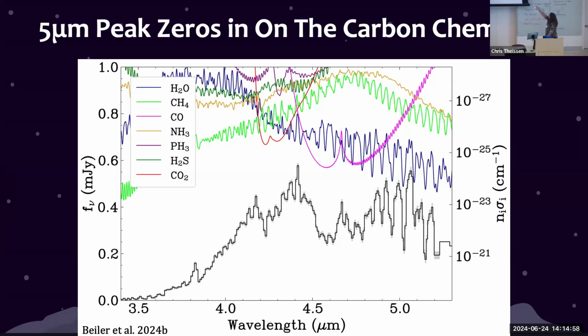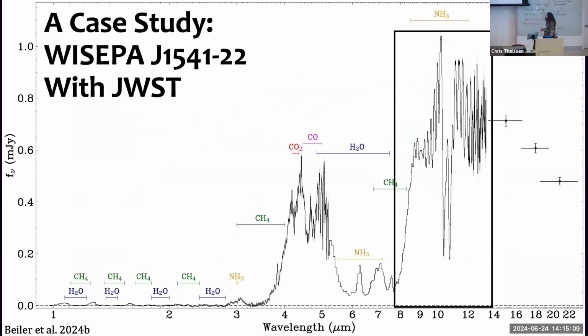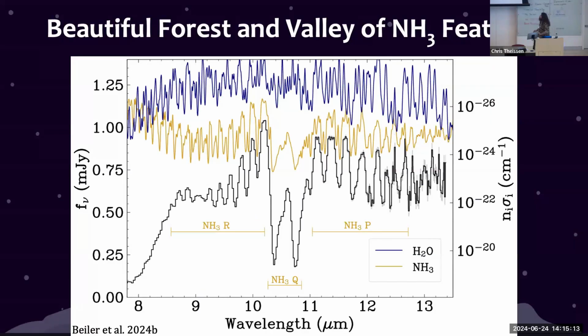And we also, as an added bonus, get water giving us the red edge of this peak. Flip the red and blue for the methane and water. So we have this beautiful portion of the spectrum that's telling us a lot about the physics and chemistry. And then looking back here, also from 8 to 12 microns, we have this beautiful forest of ammonia features.